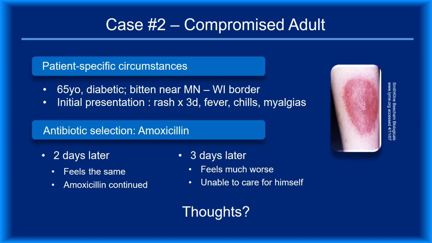In case 2, you're faced with a 65-year-old hunter who presented in November with this rash. His known black-legged tick bite occurred at the Minnesota-Wisconsin border, and he happens to be diabetic. In addition to the rash, he's had fevers, chills, and generalized myalgias. After 2 days of amoxicillin, he was no better. It's now day 3, and he comes to see you because he actually feels much worse. What do you think might be going on?